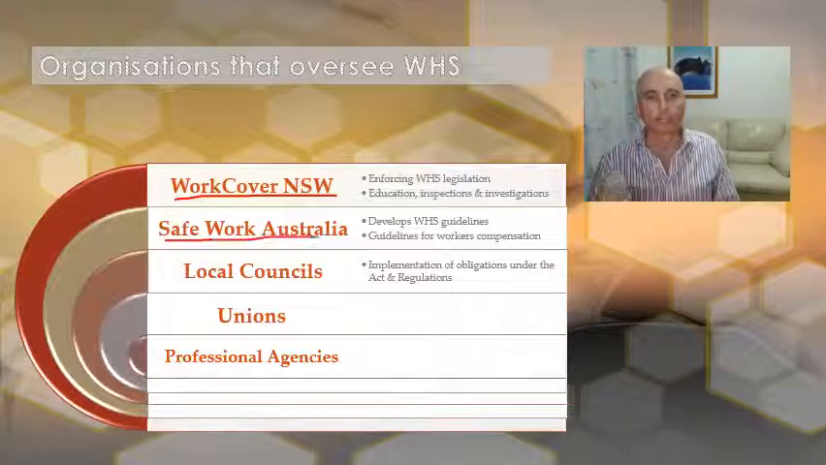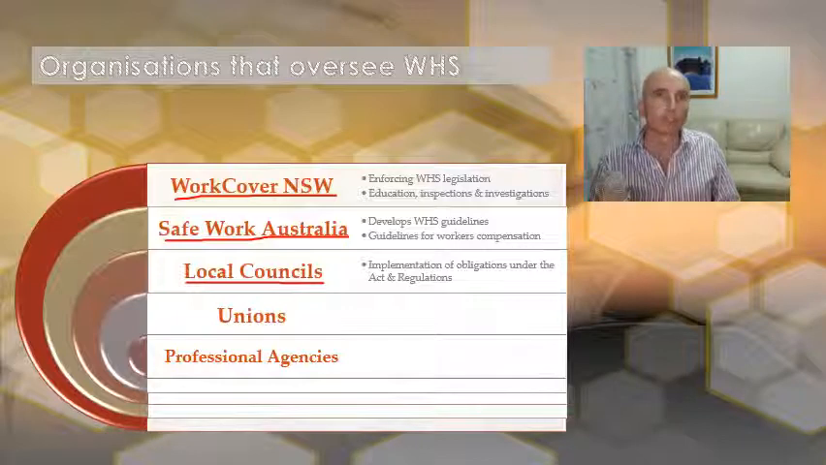Next one is Safe Work Australia, and they develop codes of practice or WHS guidelines to guide employers to meet the legislation. Local councils also play a part in the implementation of statutory obligations under the Act and the regulation. And yes, that's right, we'll be looking at that very soon. Unions play a part in keeping their workers safe, and other professional agencies also have a part.